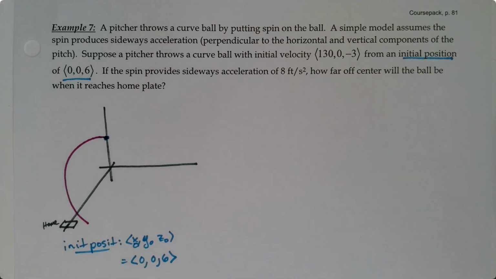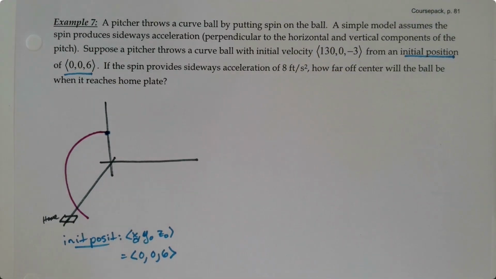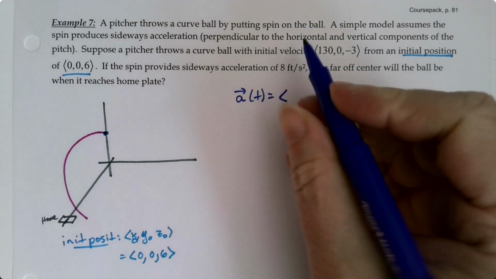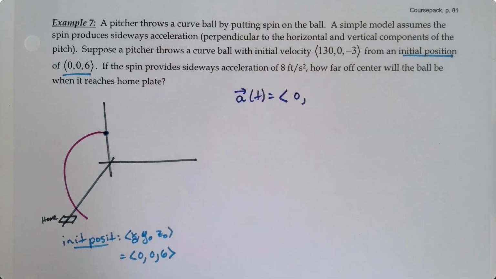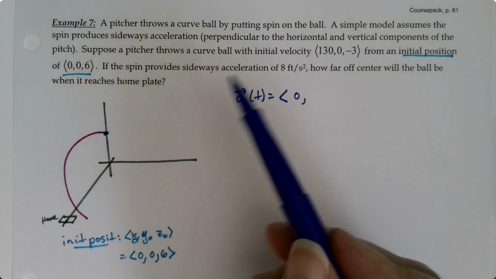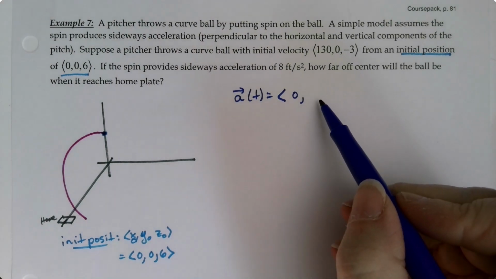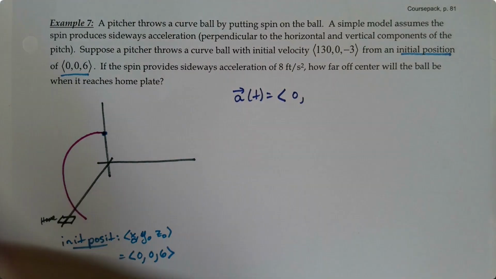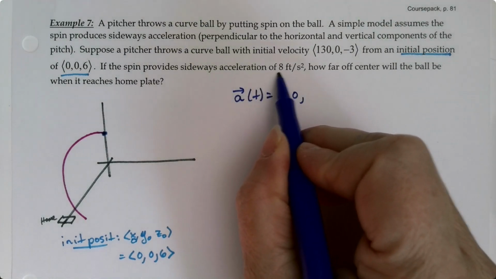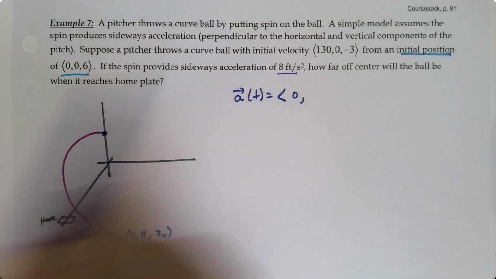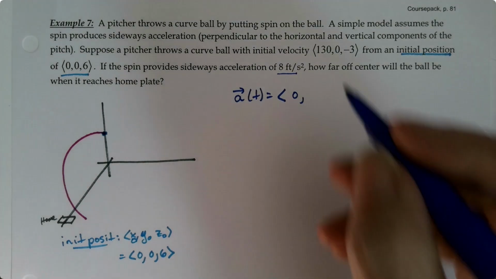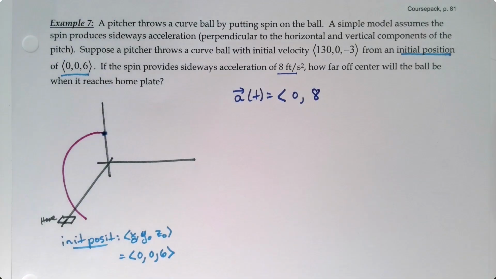Okay, so let's think here. Let's start with acceleration. So the acceleration would be, again, 0, comma, and then they have a spin in the y direction of 8 feet per second squared. So the spin provides acceleration 8 feet per second squared. All right, so that'll give us 8 right here.